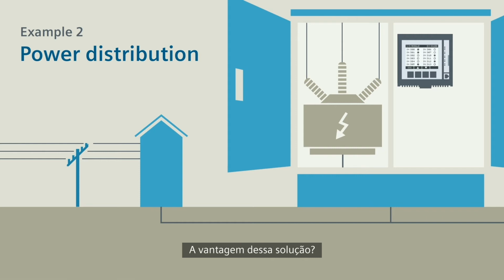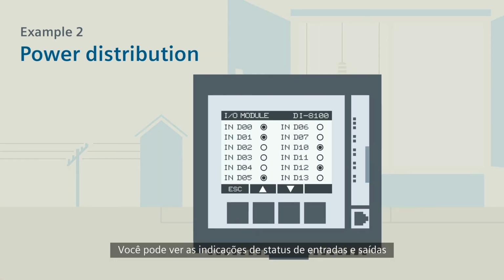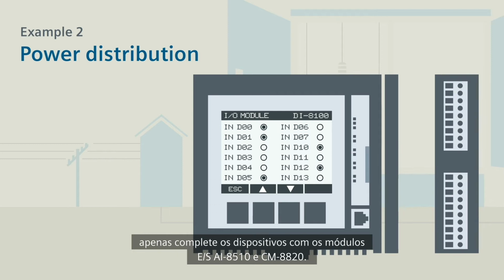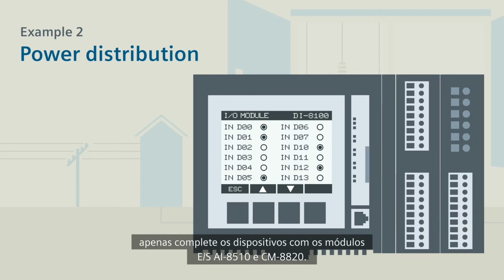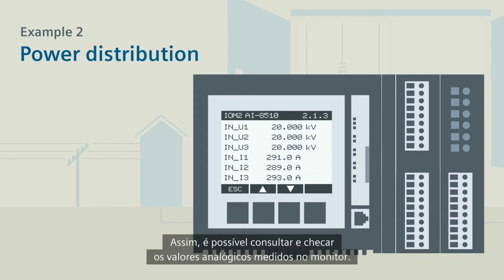The advantage of this solution? You can look at the status indications of the inputs and outputs directly on the device display. If you additionally wish to monitor currents and voltages, simply complement the compact device with the AI8510 and CM8820 I/O modules. You can then also query and check analog measured values on the display.